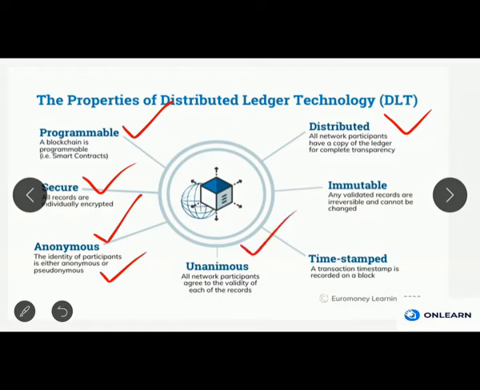It is unanimous. All network participants agree to the validity of each of the records. That means it is democratic too. It is distributed, and that is why it is known as distributed ledger technology, because all network participants have a copy of the ledger for complete transparency. It is immutable. Any validated records are irreversible and cannot be changed. And also time stamped. A transaction timestamp is recorded on a block. So even the timing of the transaction is recorded in the blockchain technology.